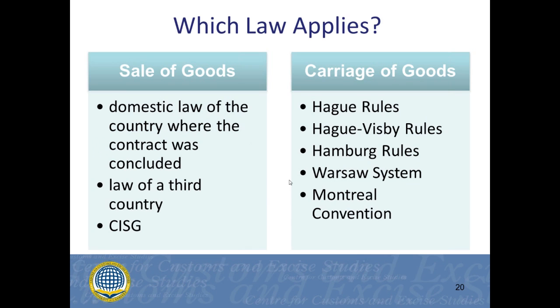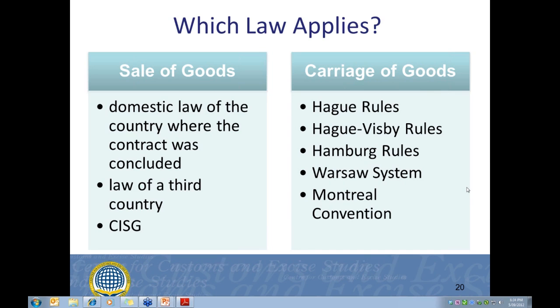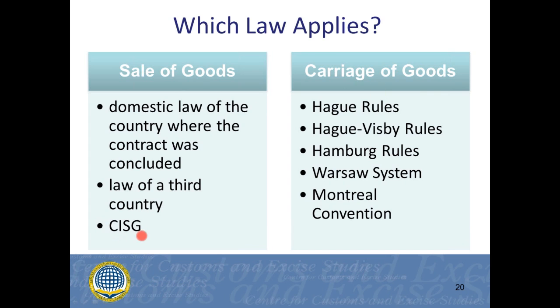So depending on the phase of the transaction, different sets of laws can apply at different stages or aspects of the transaction. In any international sale of goods transaction, there may be 3 different regimes that we need to consider. So in relation to the sale of goods, there can be 3 possibilities. The contract can be governed by the domestic law of the place where the contract was concluded, or it can be governed by the law of a third jurisdiction, or it can be governed by CISG, and CISG stands for the United Nations Convention on Contracts for the International Sale of Goods.